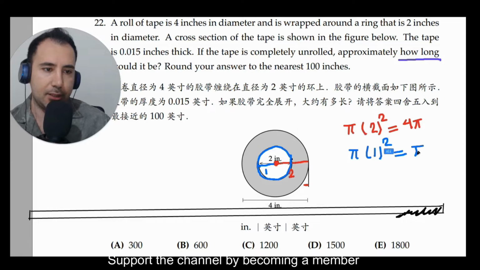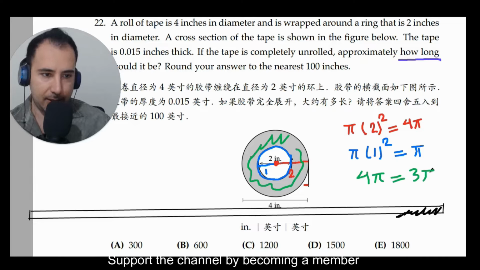So now I'll ask you, what is this area here? I'm going to change the color. What is this area here? The green part is going to be this one minus this one. So it's going to be 4 pi minus pi, which is 3 pi.